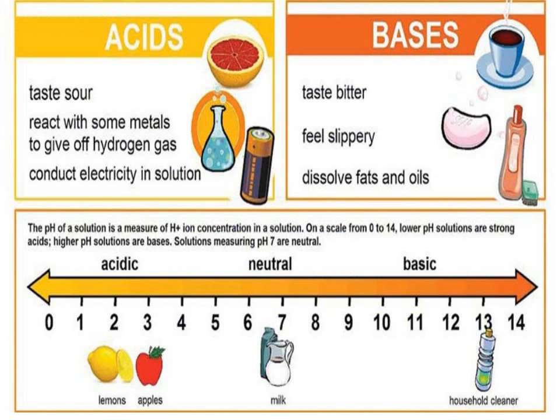Again, the pH of a solution is a measure of hydrogen ion concentration. If you see the diagram below, there is a pH scale from 0 to 14. The lower the pH, the more acidic. And on the right side, the higher the pH, the more basic.